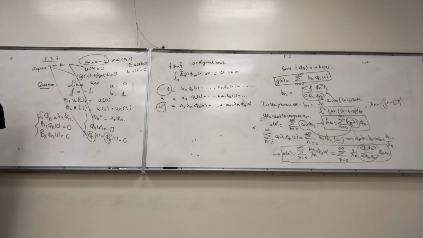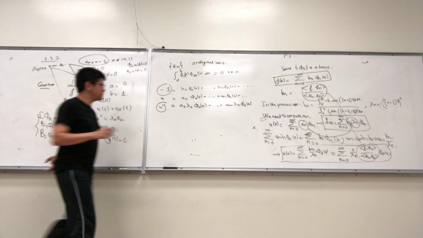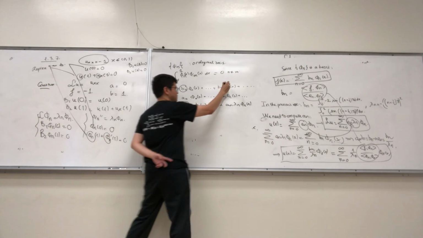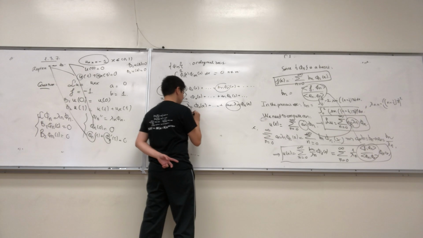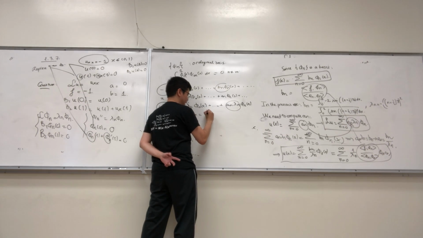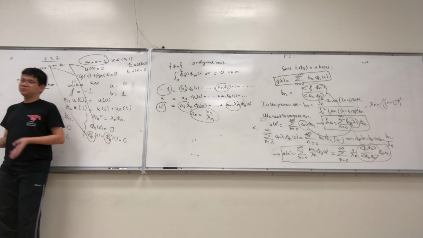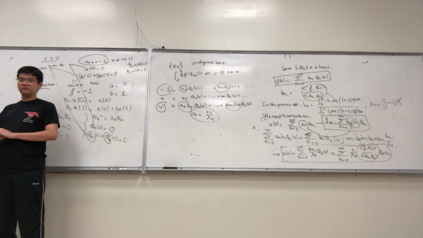So how can I compute an? Bn over lambda n. So you have u second is minus 1, so this is equal to this, and this is equal to this, which means that an is bn over lambda n, all right? Which means that, okay, if I can compute phi n, problem is solved.